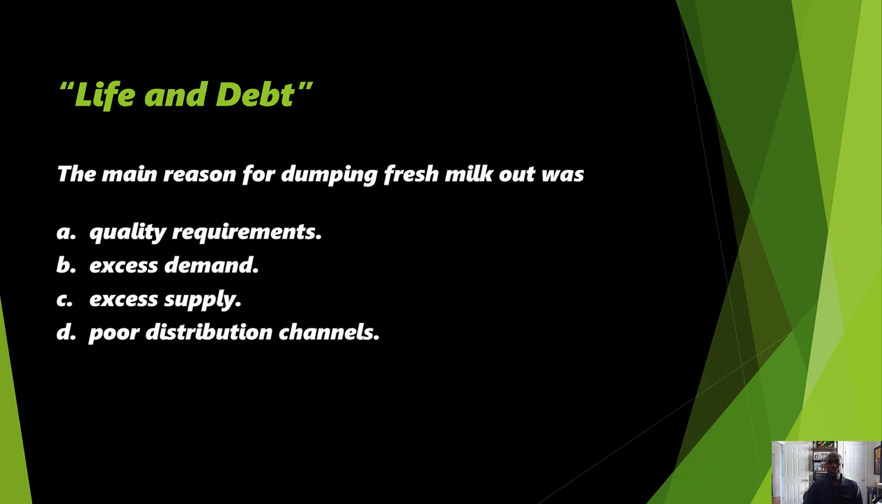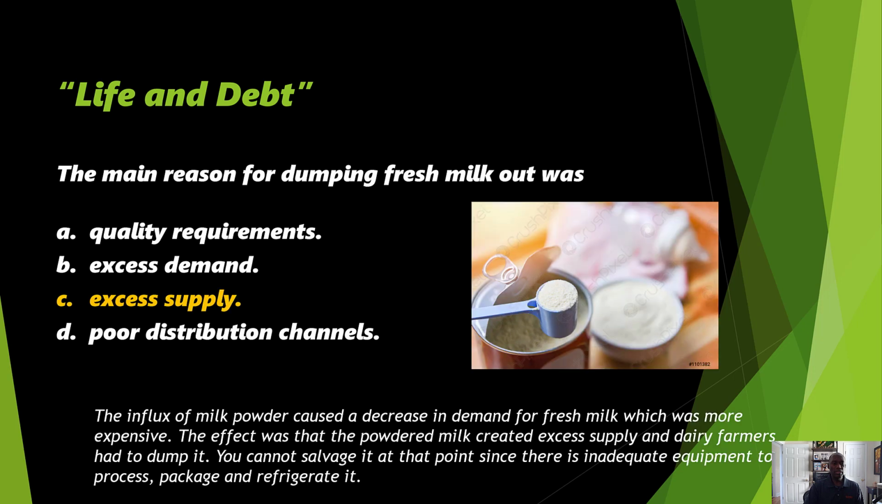The main reason for dumping fresh milk was excess supply. You saw that milk powder came in, and that served as an economic substitute for fresh dairy. A lot of the dairy farmers were producing milk at a greater cost than the milk powder, which was coming in without any barriers.